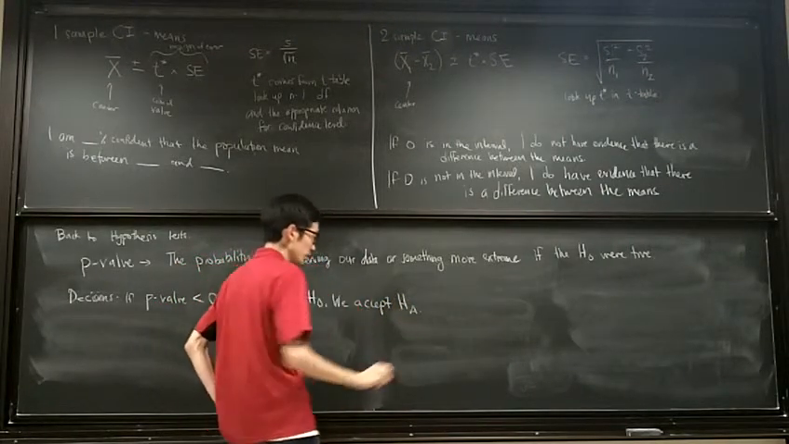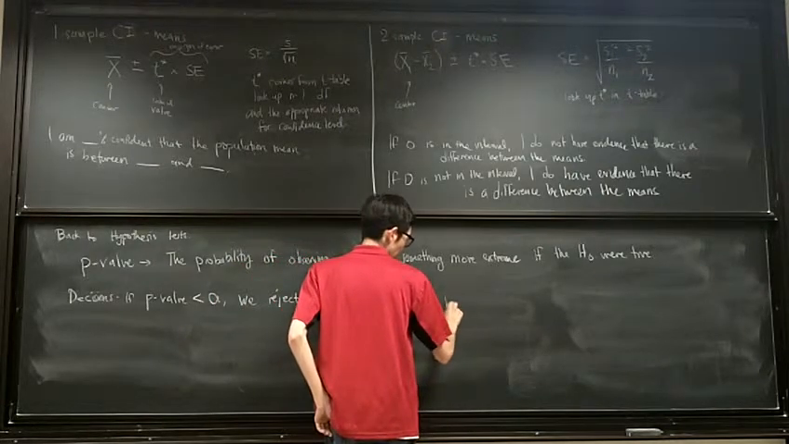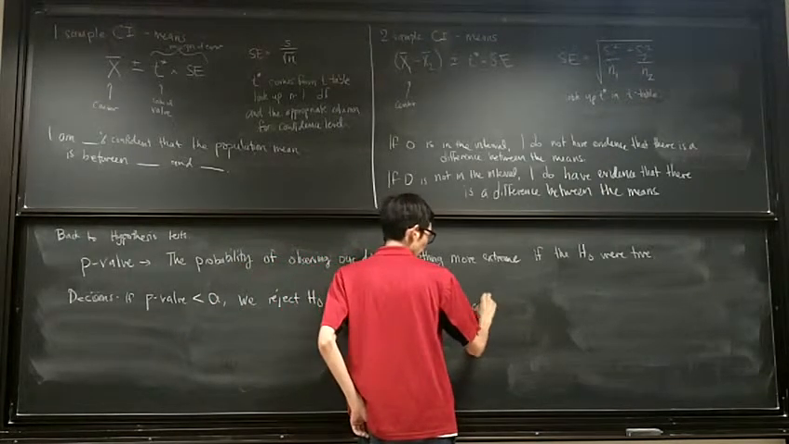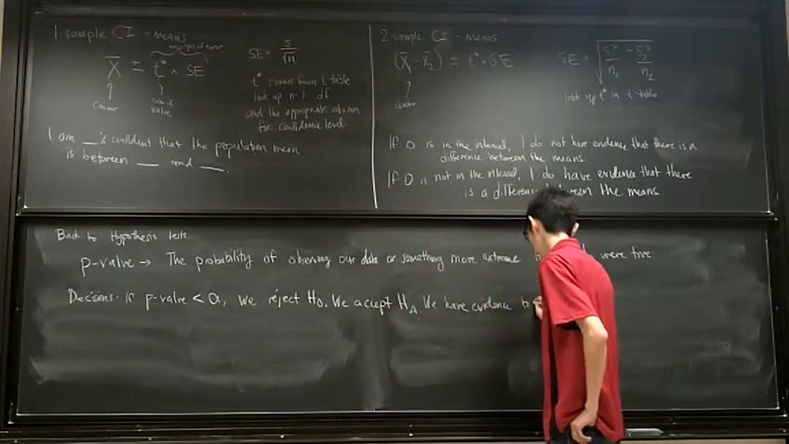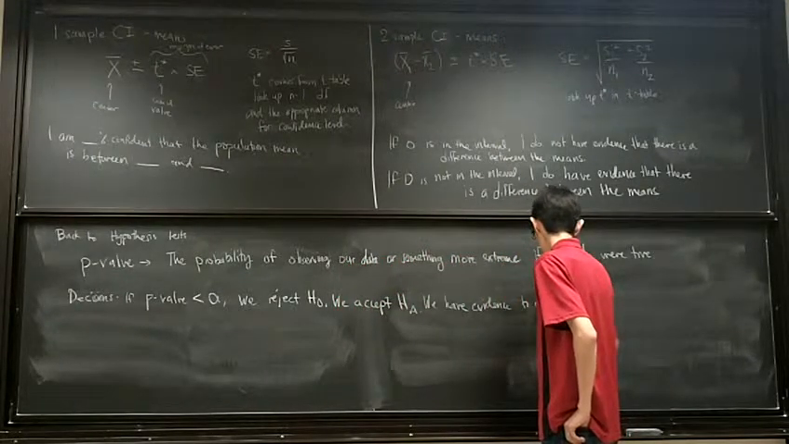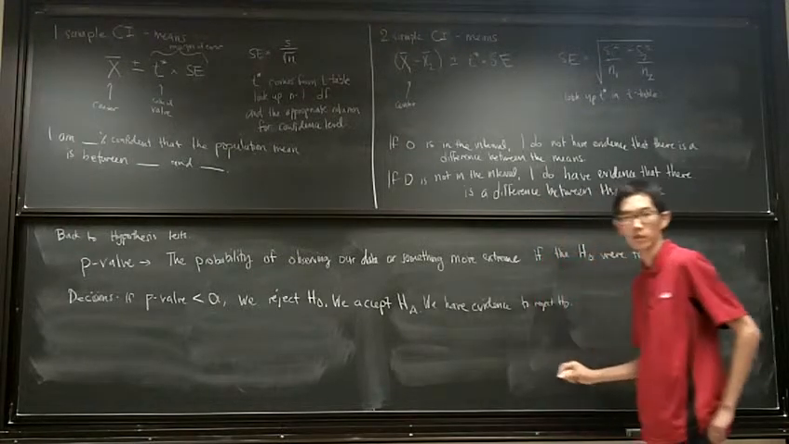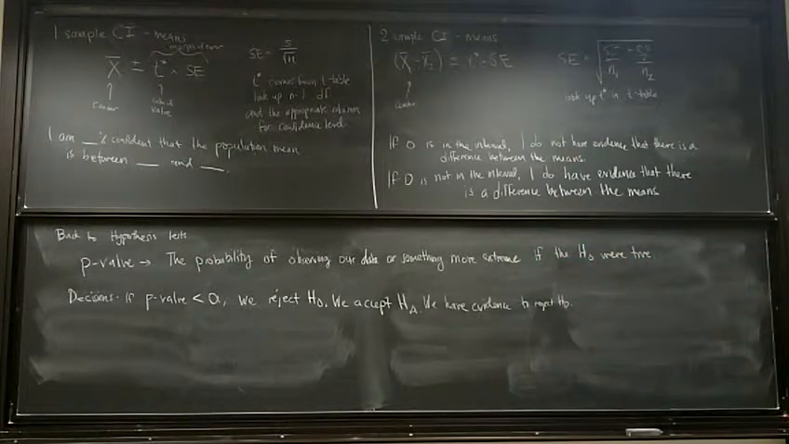What else do we say? We say we have evidence to reject the null, or anything along those lines. If the p-value is less than alpha, we reject.